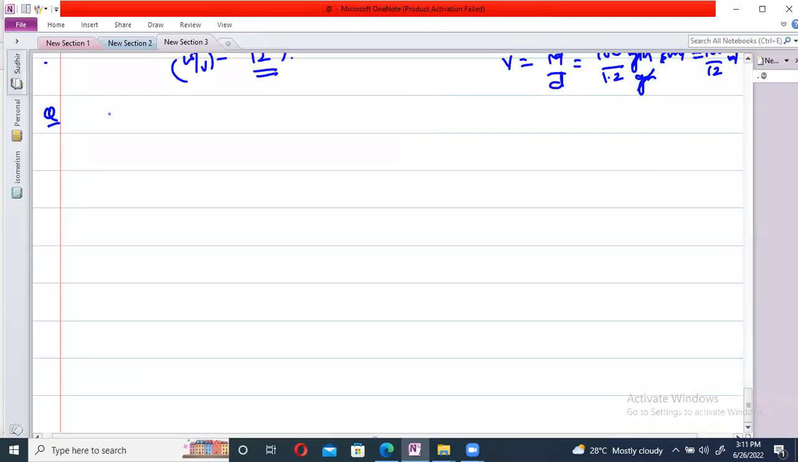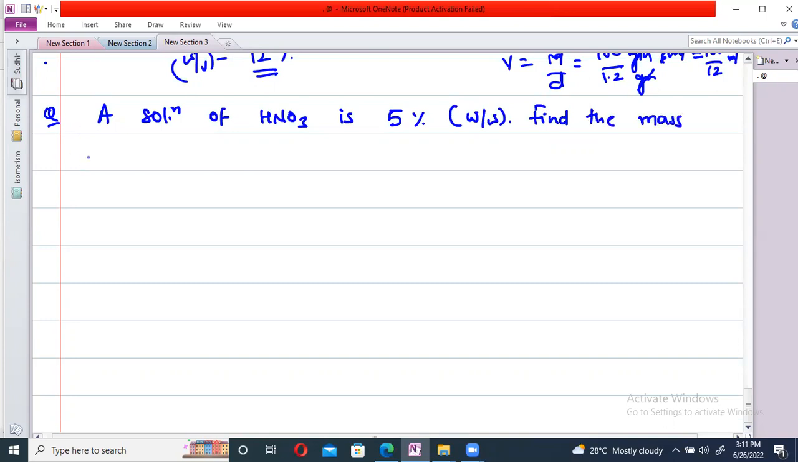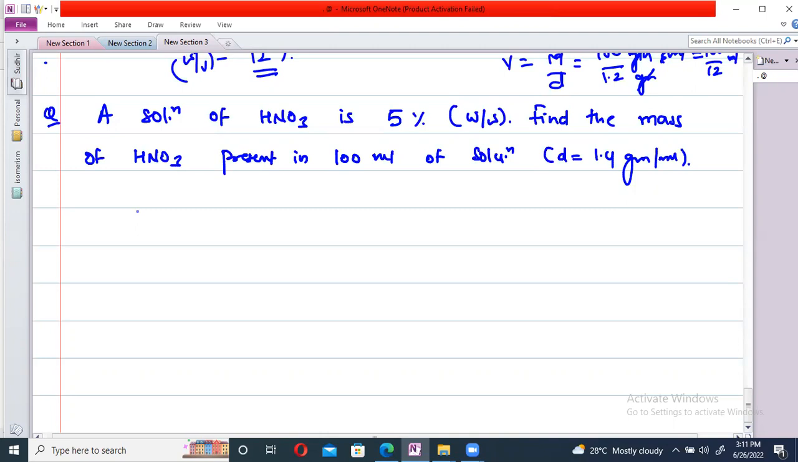Suppose a solution of HNO3 is there. A solution of HNO3, if it is 5% weight by weight, find the mass of HNO3 present in 100 ml of solution whose density is given as 1.4 gram per ml.